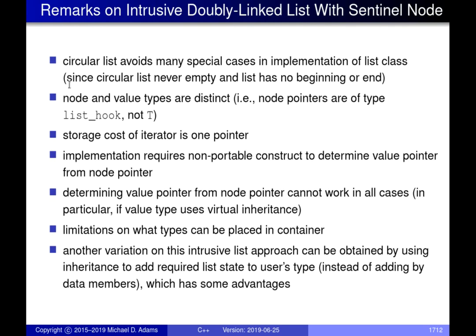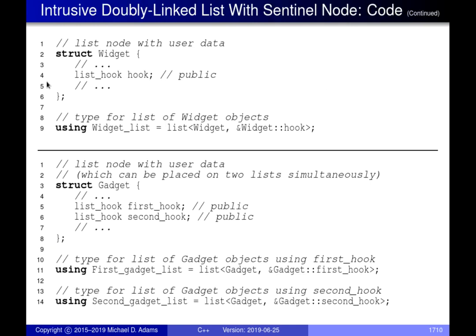So I think probably a lot of these points I've already covered. Sorry, does this mean that our data type has to support this sort of hook object? Okay, maybe I should back up. For example, this is kind of what the code would look like using the particular list type that we developed here, this intrusive list type.